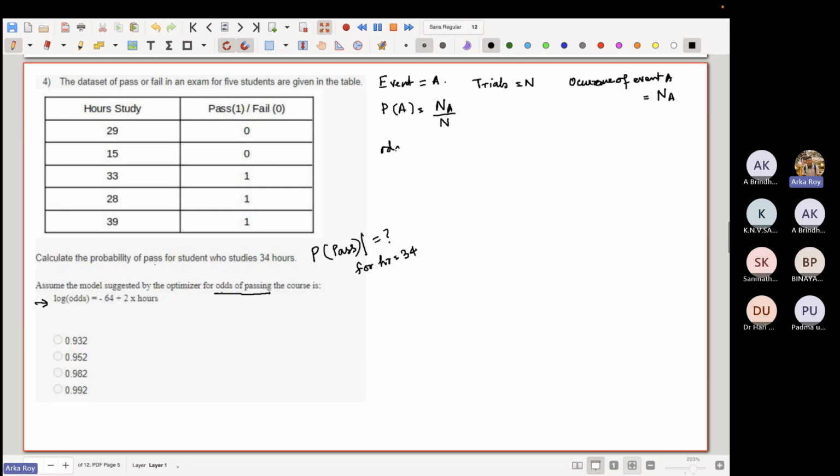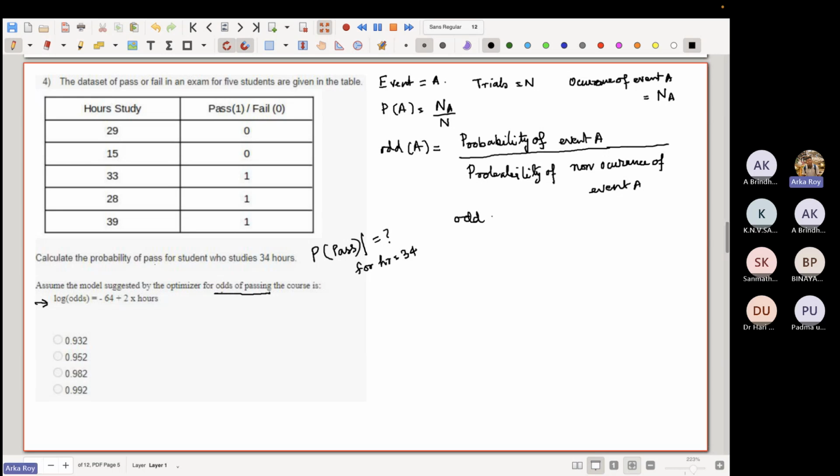Now there is another notion that is called the odds of an event. Let's say the odds of A is defined as the probability of event A divided by the probability of non-occurrence of event A. So I can write it as odds of A is P of A divided by the probability of non-occurrence of A. If the probability of occurrence is P of A, then the non-occurrence would be 1 minus P of A.